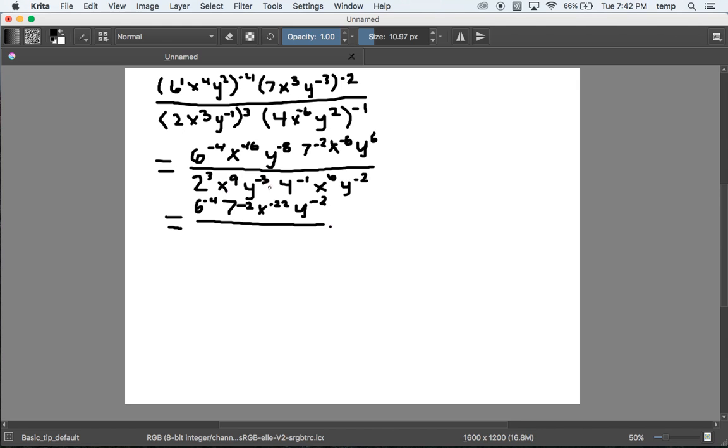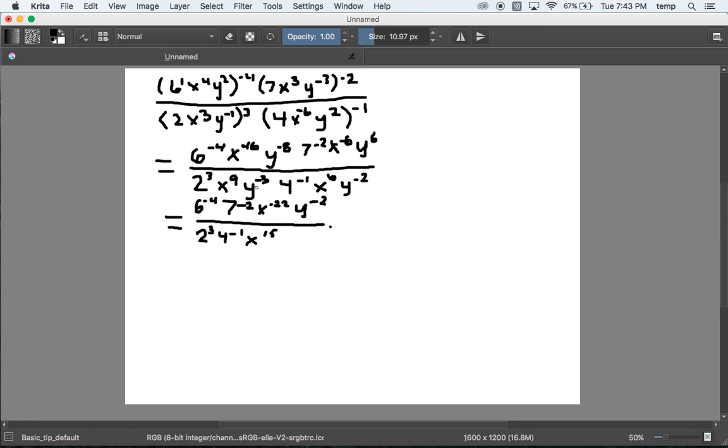We'll divide this stuff by this other stuff. So 2 and 4 are different bases, so we cannot combine them. But we can do 2 cubed and 4 to the -1. And then we'll combine our x's and our y's. So x to the 9, x to the 6, right? We're multiplying them together. So we'll do 9 plus 6 is 15. So we have x to the 15.